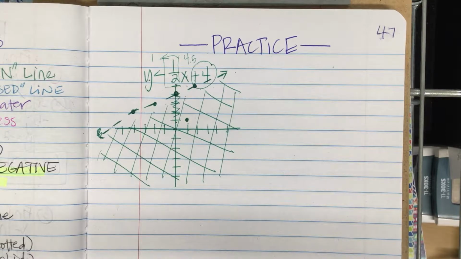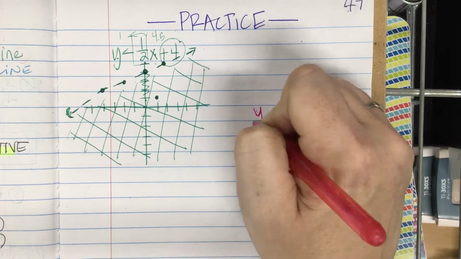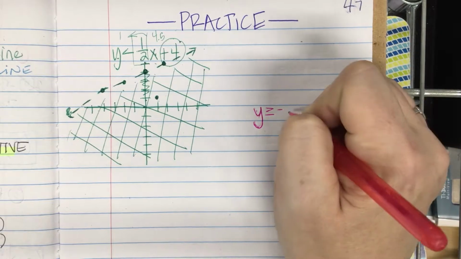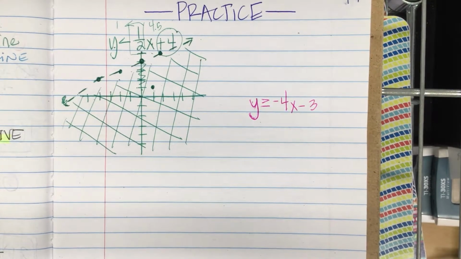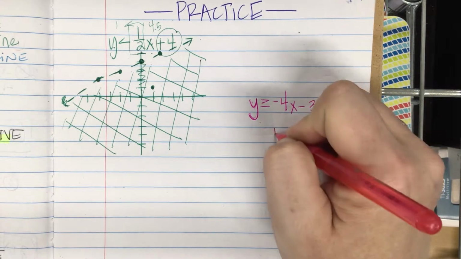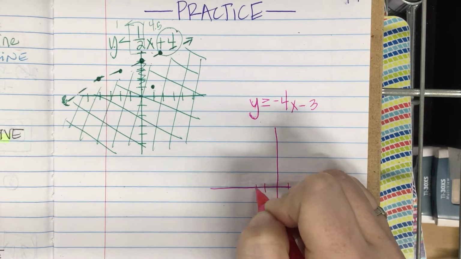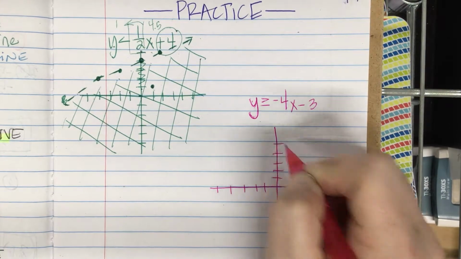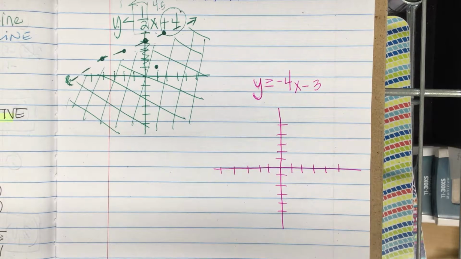Let's do another one. Y is greater than or equal to negative 4x minus 3. So again, I'm going to draw a decent graph. It doesn't have to be perfect, but it needs to be workable.